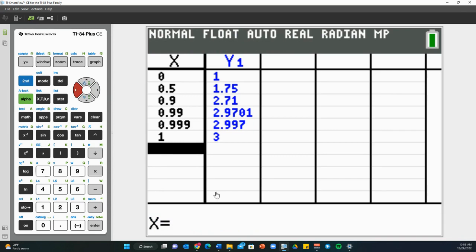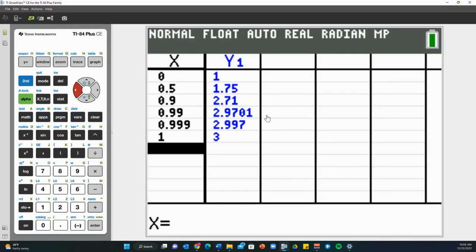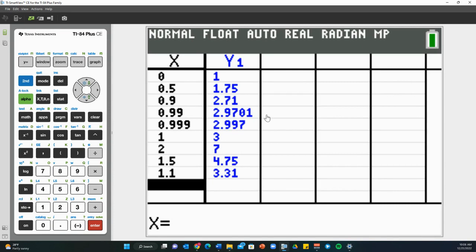Now I'm going to start with numbers that are bigger than 1. So maybe something like 2, and then work my way down to 1. Hopefully, if this limit exists, we'll be getting the same kind of pattern just on the other side of 3. So let's start at 2. So way bigger than 3. 1.5, coming down a little bit. 1.1, okay, a little bit closer to 3.